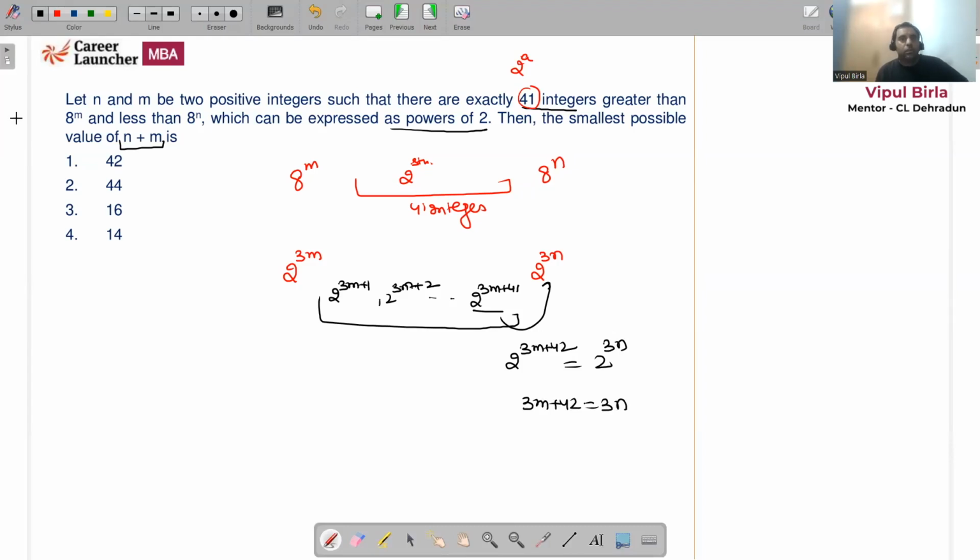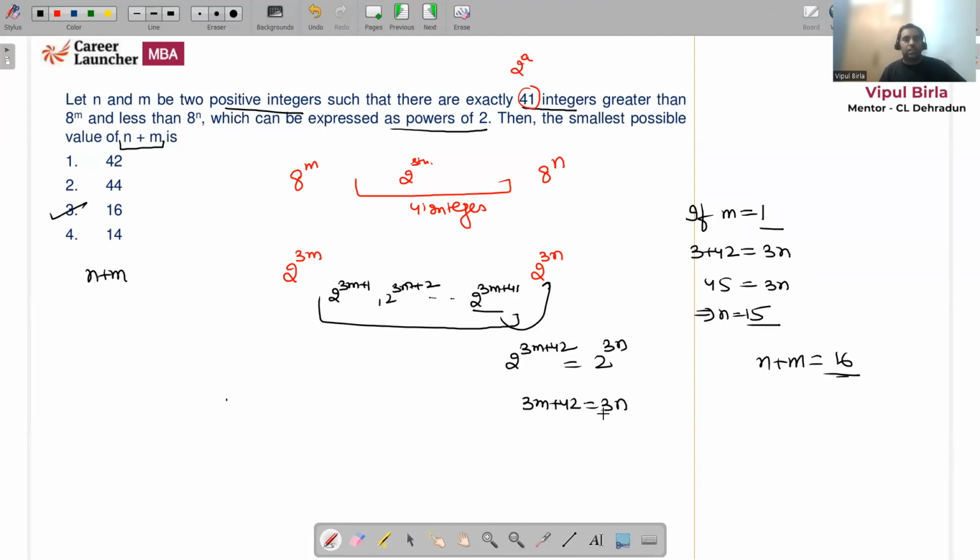Right. Now, since we are looking for a minimum value of m and n, and I know n is greater than m, so positive integers, the smallest value which can be given to m will be equal to 1. So if m is equal to 1, in that case, 3 plus 42 is equal to 3n, which gives me 3n as 45, which implies n equals 15 is the smallest possible value for n. So smallest is 15 and 1. So the smallest possible value of n plus m is equal to 16, which is my answer to this question.